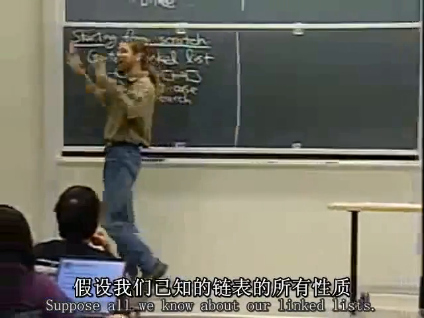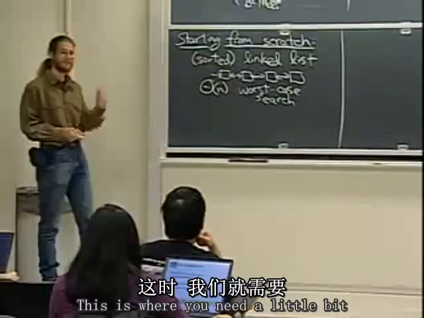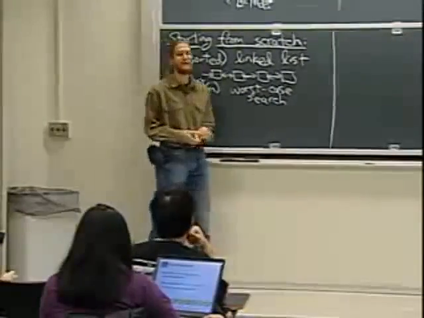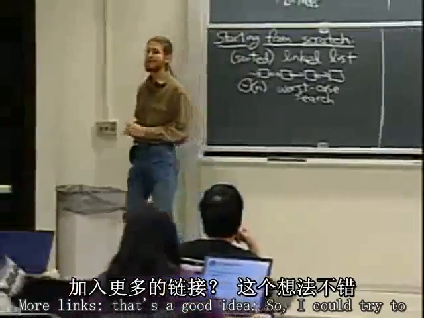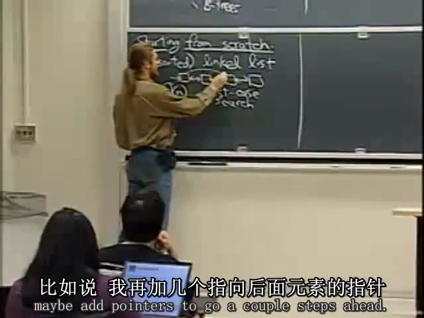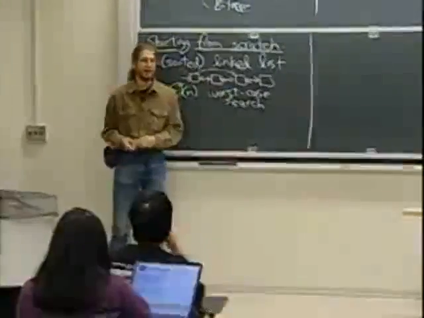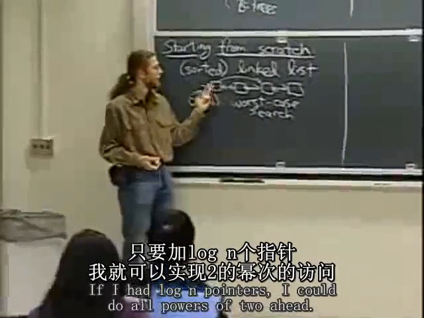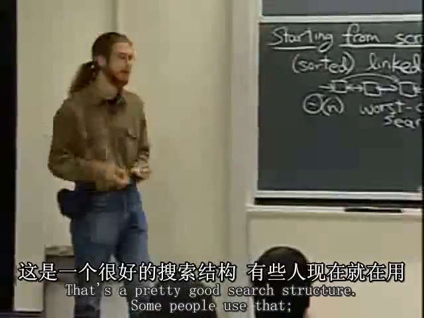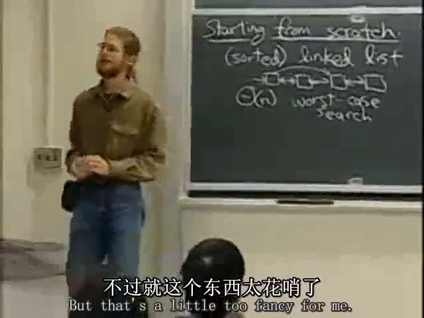So how could we make a linked list better? Suppose all we know about are linked lists. What could I do to make it faster? This is where you need a little bit of innovation, some creativity. More links, that's a good idea. So I could try maybe add pointers to go a couple steps ahead. If I had log n pointers, I could do all powers of 2 ahead. That's a pretty good search structure, and some peer-to-peer networks use that idea. But that's a little too fancy for me.